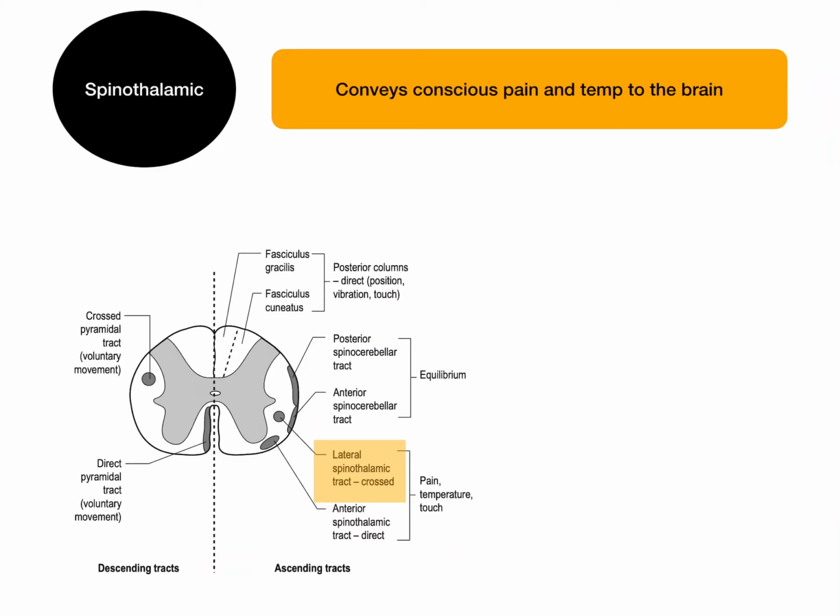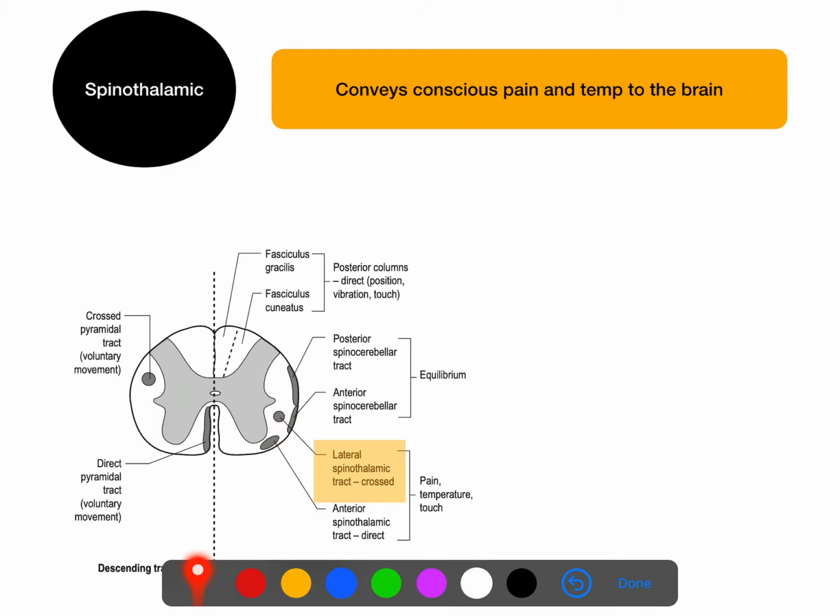So we've got one more, the spinothalamic tract, and this conveys conscious pain and temperature to the brain. And it's sort of here. Whereas the dorsal column was here, and the spinocerebellar tract was here, this region is more the remit of the spinothalamic tract, okay?